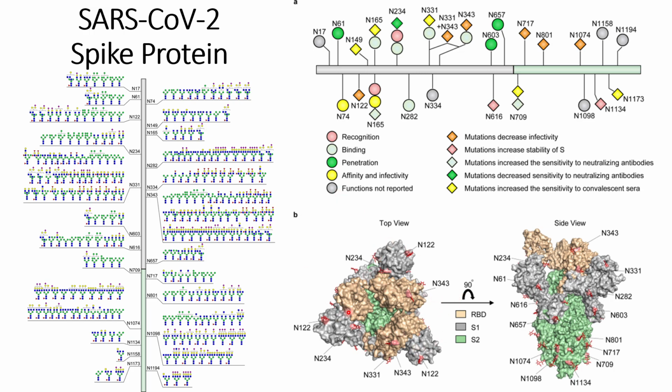So this is the top view, and here we can see some of the glycans such as N234, 122 and 344. In this also, the gray color represents the S1 domain, the blue color represents another region, the green color represents the S2 domain, and the brown color represents the receptor binding domain. If we go to the side view, we can see the rest of the glycans shown here, and here also the green color represents the S2 domain, the brown color represents the receptor binding domain, and the gray color represents the S1 domain.